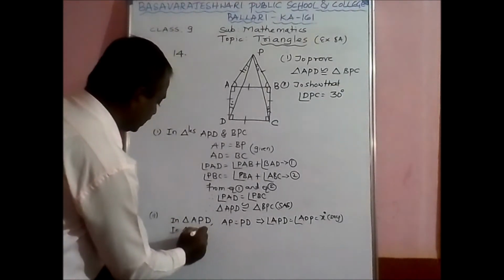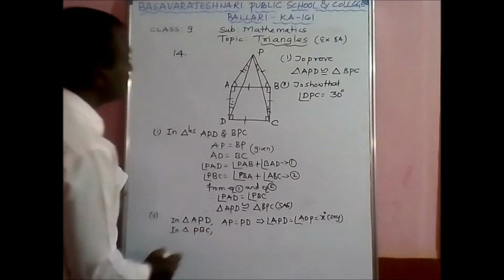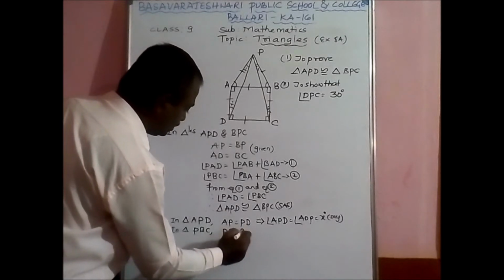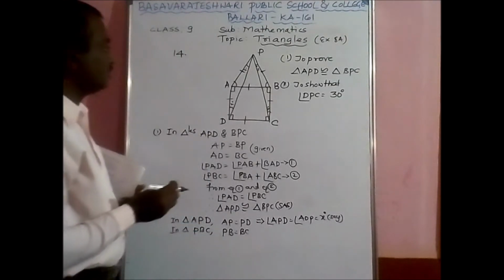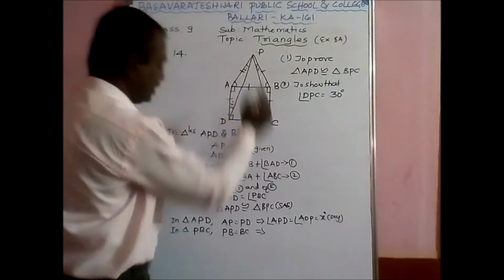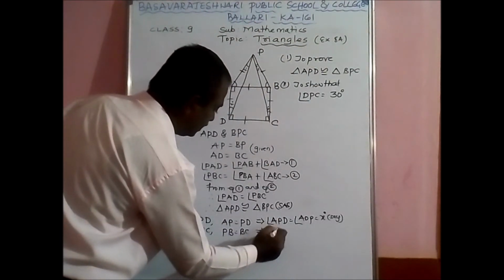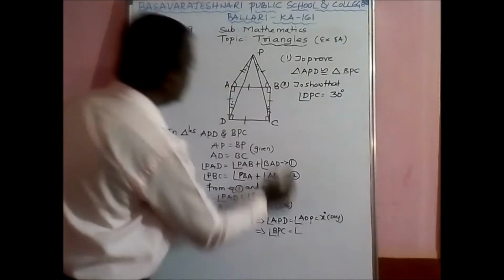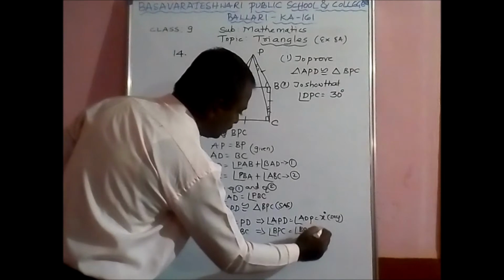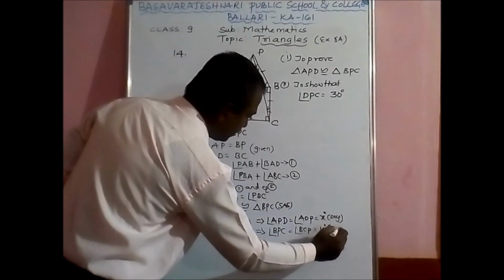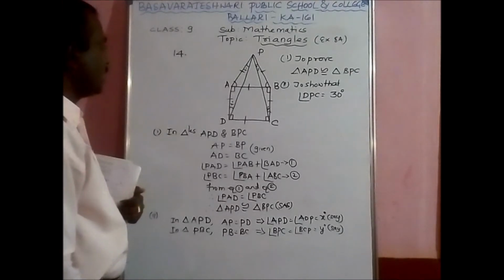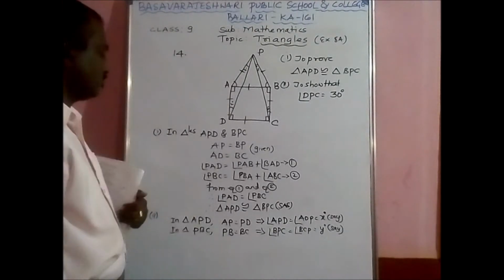PBC, which two sides are equal? PB is equal to BC. Therefore, this implies two angles are also equal. Angle BPC is equal to angle BCP, equal to y degree each. Understood? Now we have to find this x and y using the angle sum property.